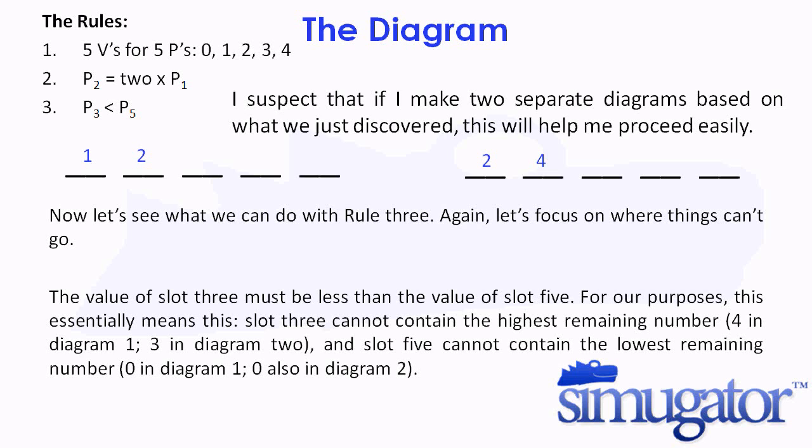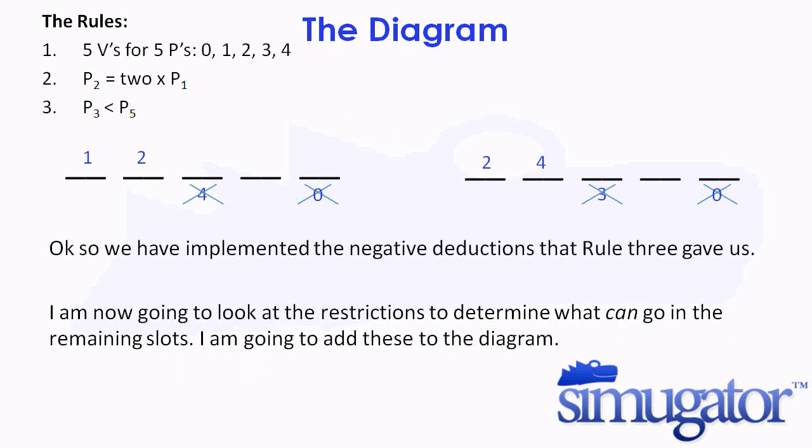So whenever you have a less than or greater than rule in any logic game, use this little trick, and it's going to help you a lot. It's going to lead to some breakthroughs in deductions. So this is how that rule works on our diagram. Basically, below the slots, we're going to put where things can't go, just to help us visualize it. So we've implemented the negative deductions that Rule 3 gave us.